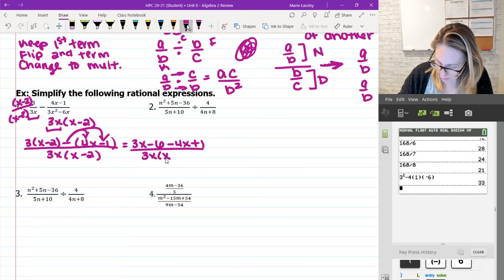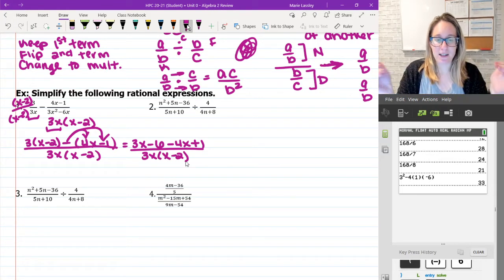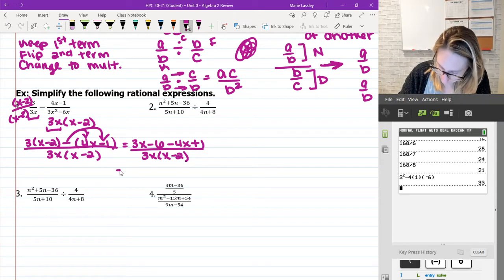3x times x minus 2. Right, so I'm keeping my denominator factored because I expanded the top because I want to combine like terms. So I want to try and see if I can combine some stuff in the numerator, but I want to keep my denominator factored. So I don't want to go ahead and expand that because then it's just going to make my problem look worse. All right, so the last thing that I'm going to do for this problem is I'm going to go ahead and combine the like terms in the numerator of my problem.